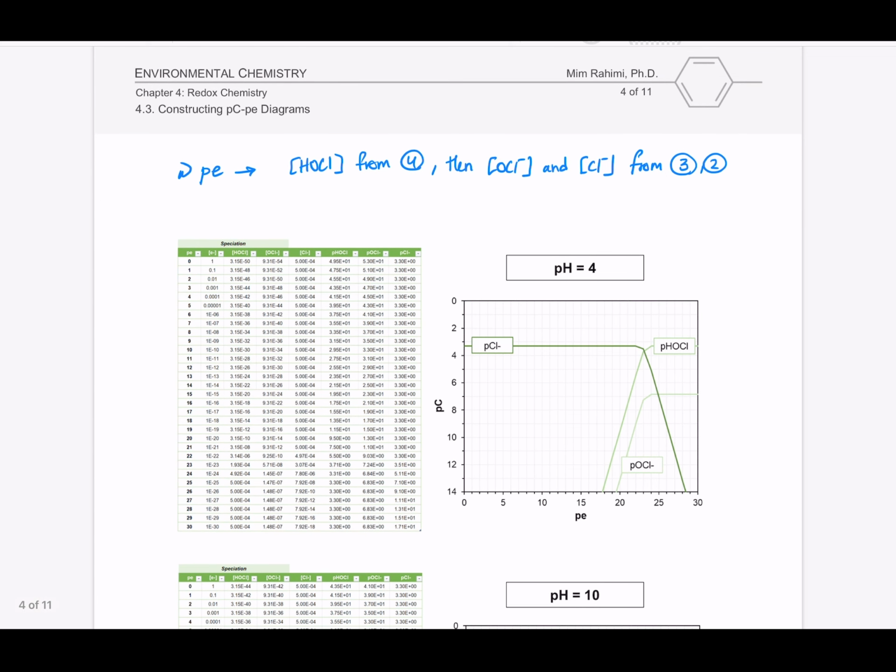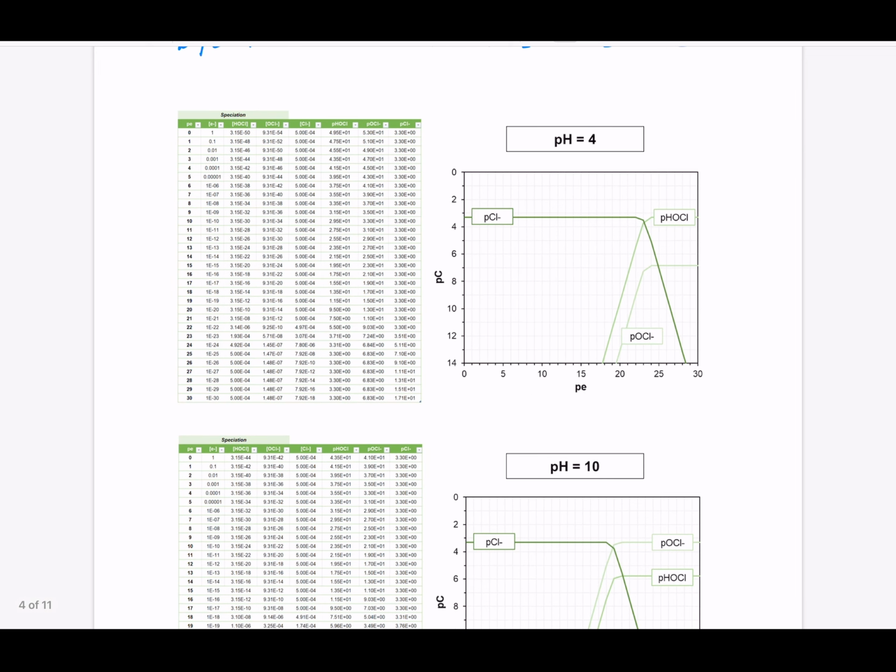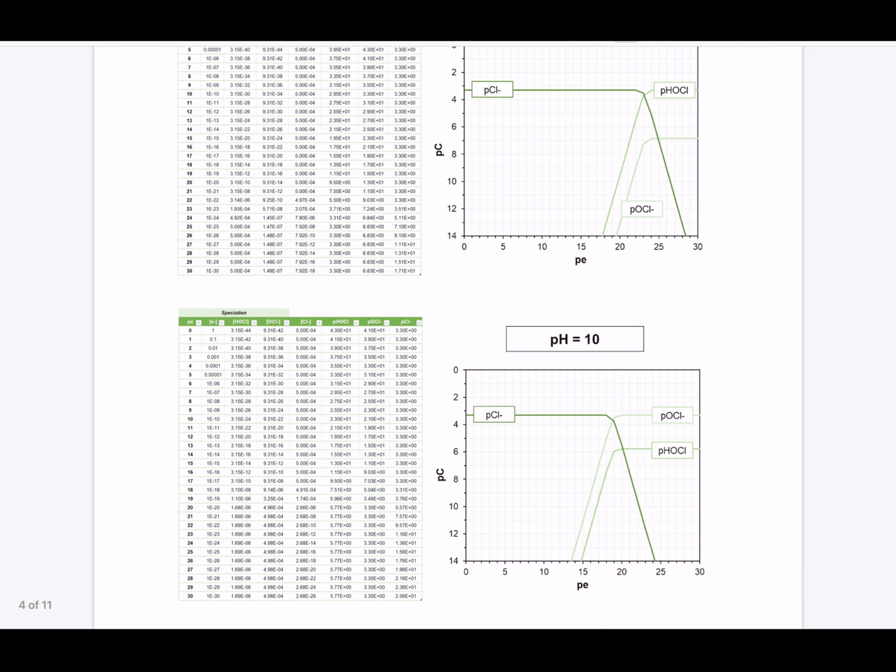And if we calculate that in Excel, then we get something like this. So it seems what we talked about is correct. But then it has to be like pH 10. As you see here, the OCl concentration extends less in terms of the electron activity compared to here, that extends up to here.